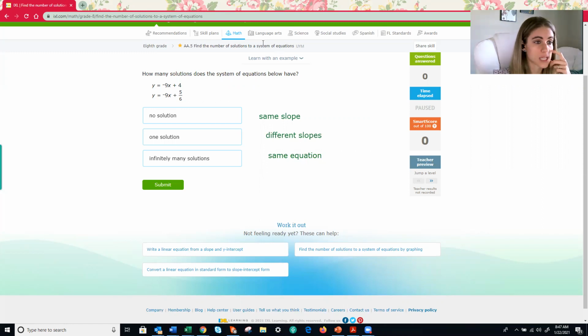All right, with those look-fors, I'm first going to look at the slope. Remember, our slope is our m. Y equals mx plus b. So that m, that number in front of your x, the coefficient, is our slope. Are the slopes the same? They are. But are the equations the same? No, this is a 4 and this is a 5/6, which means they're not the same equation, but they do have the same slope. Therefore, it is no solution.